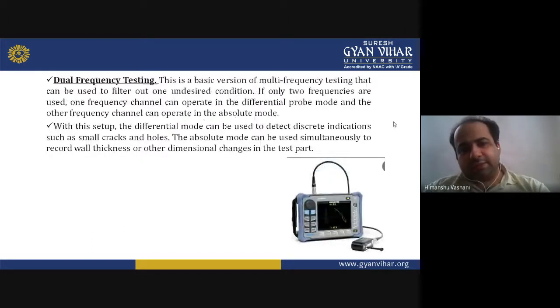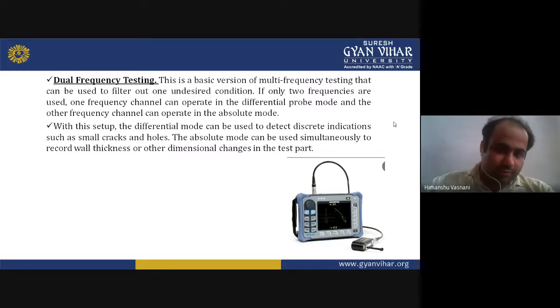Now, dual frequency testing. This is a basic version of multi-frequency testing that can be used to filter out one undesired condition. If two frequencies are used, one frequency channel can operate in the differential probe mode, and the other frequency channel can operate in the absolute mode. So you can filter out the conditions.